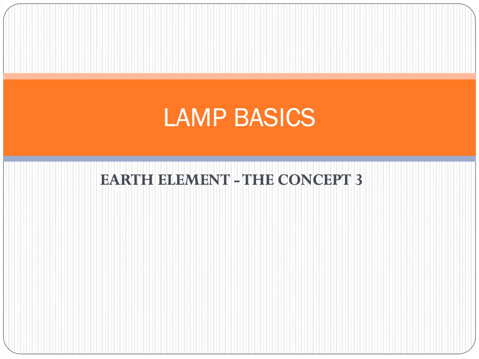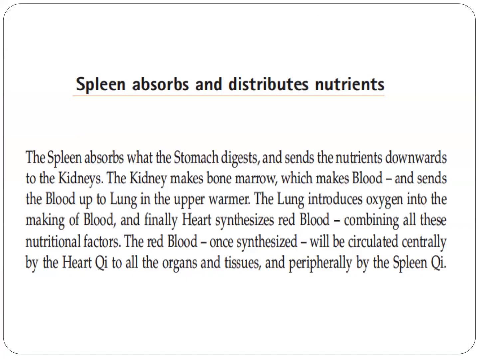Earth element, the concept. Third day na po tayo. Spleen absorbs and distributes nutrients. The spleen absorbs what the stomach digests and sends the nutrients downward to the kidneys. The kidney makes bone marrow, which makes blood, and sends the blood up to the lung in the upper warmer.